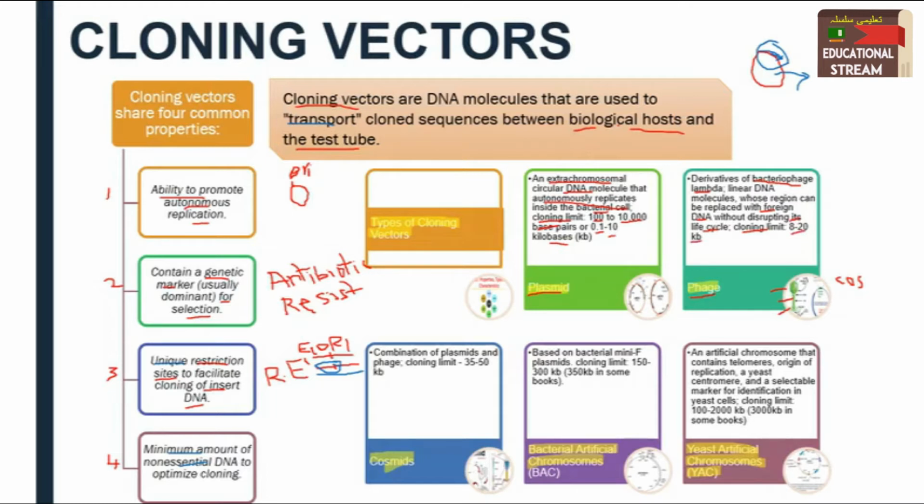Then the third kind of vectors are the cosmid vectors. Cosmid vectors are a combination of plasmids and phage; they are prepared by using both plasmid and phage vectors to increase the cloning limit, which is a 35 to 50 kb fragment. These are actually plasmids in which the cos site from the phage viruses has been introduced, and the presence of these cos sites within the cosmid vector permits the in vitro packaging of cosmid DNA into the lambda particles.